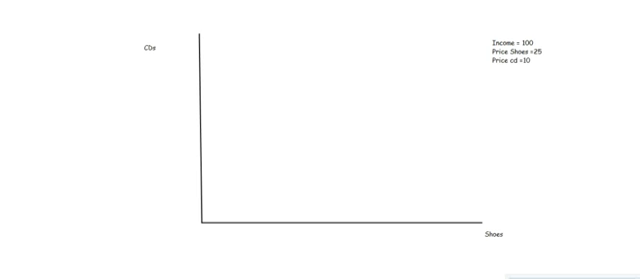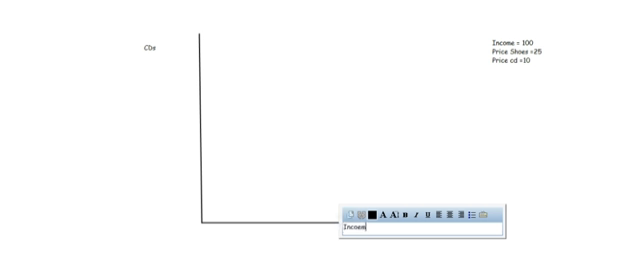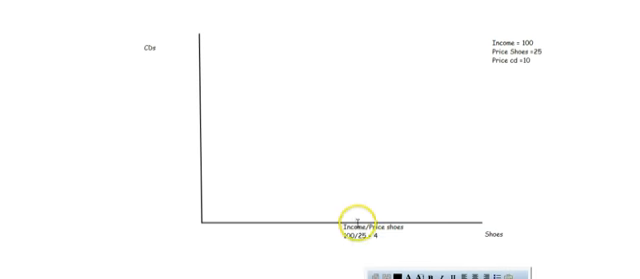In this case, in order to find our maximum amount of shoes, we would take our income and we would divide by the price of shoes. In this case, 100 divided by 25 equals 4. So we can get a maximum of 4 pairs of shoes. Now we're going to show this by a little line right here on our budget constraint.